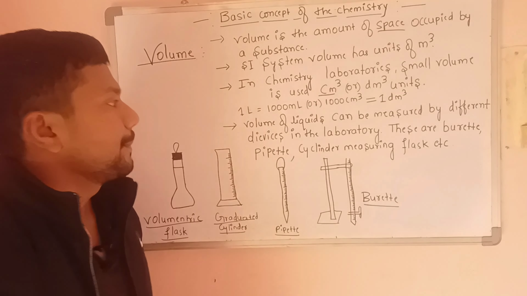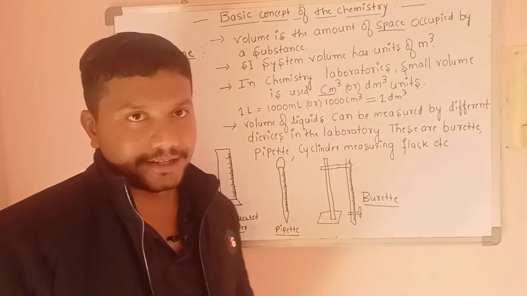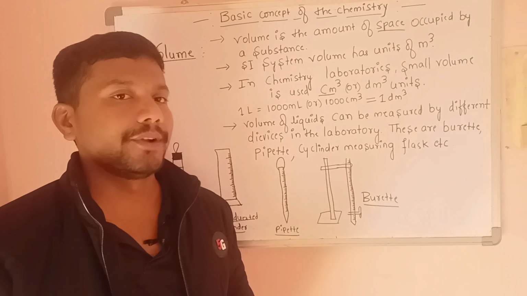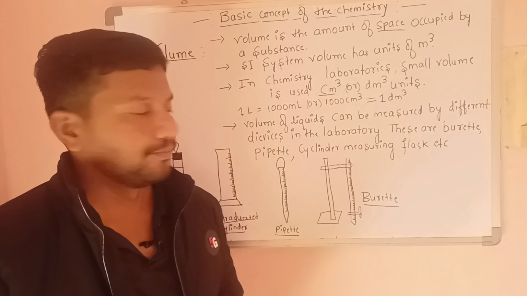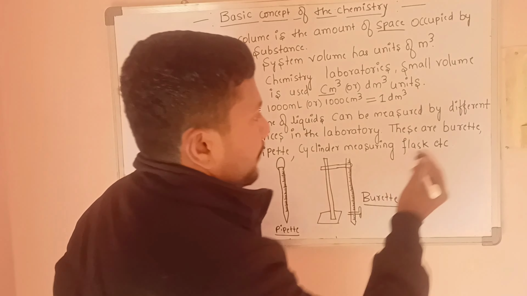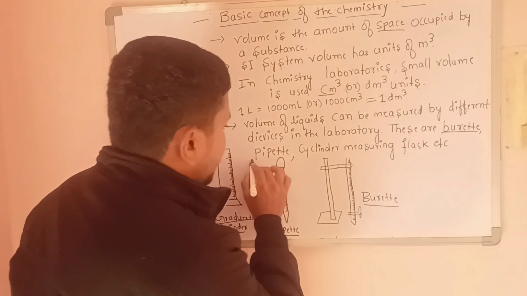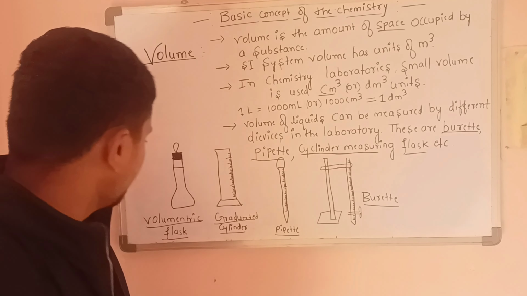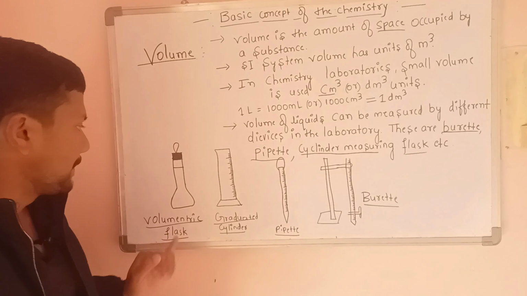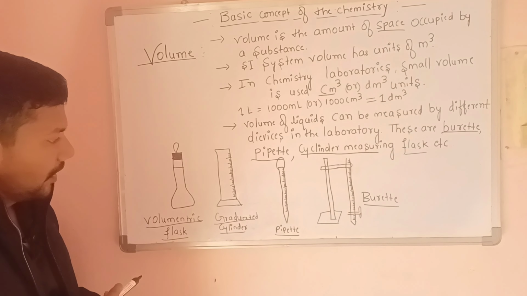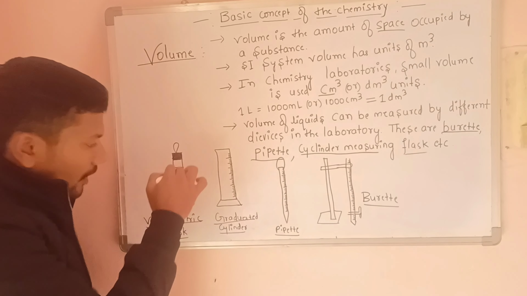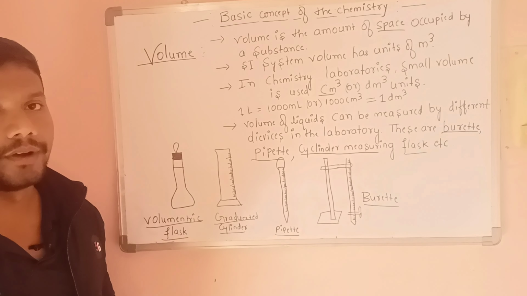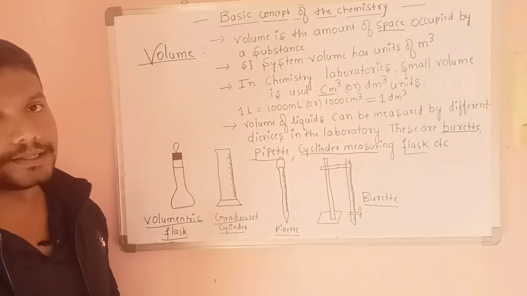One more thing, the volume of a liquid can be measured by different devices. I already told you that in the laboratory we use different kinds of devices to determine volume. For example, burette, pipette, graduated cylinder, and flask. For example, the volumetric flask. Here the measuring mark will be there. We have to fill up to it. We get different kinds of volumetric flasks, for example 10, 25, 50 and so on.